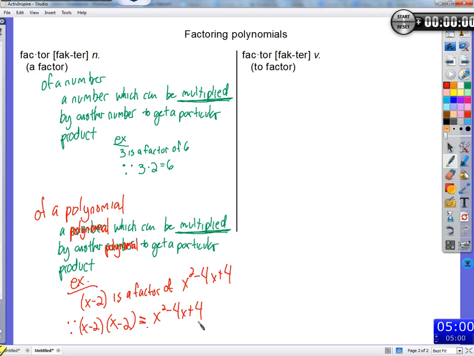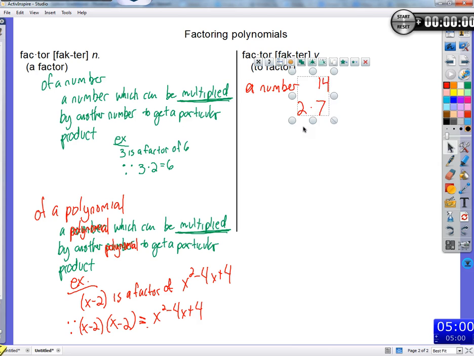Now, that's the noun form. The verb form is to factor, right? What would it mean to factor a number? The things that multiply together to make that number, like 36. Let's start with one that's a little easier, like 14. All right, can we factor 14? 2 and 7. We wrote it as a product of two numbers, right? So that's what it means to factor as a verb.